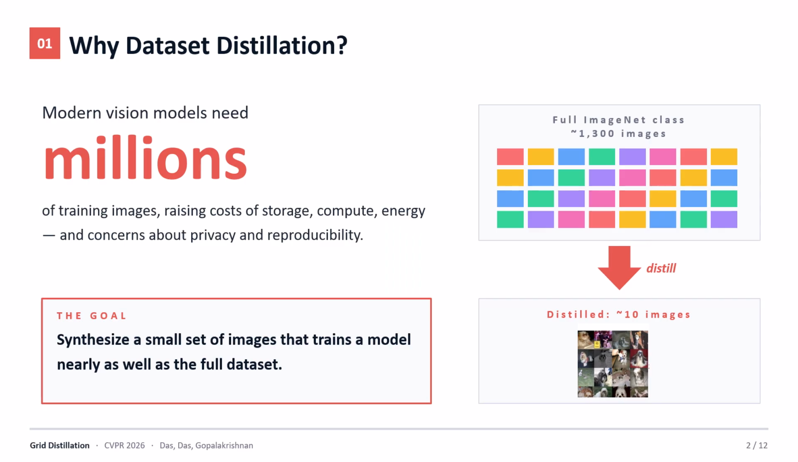Modern computer vision is fueled by datasets with millions of images, but this scale brings massive storage, compute, and energy costs. Dataset distillation tackles this by synthesizing a much smaller set of training images that still trains models nearly as well as the full dataset. We want to compress a class of approximately 1300 images down to as few as 10 images.